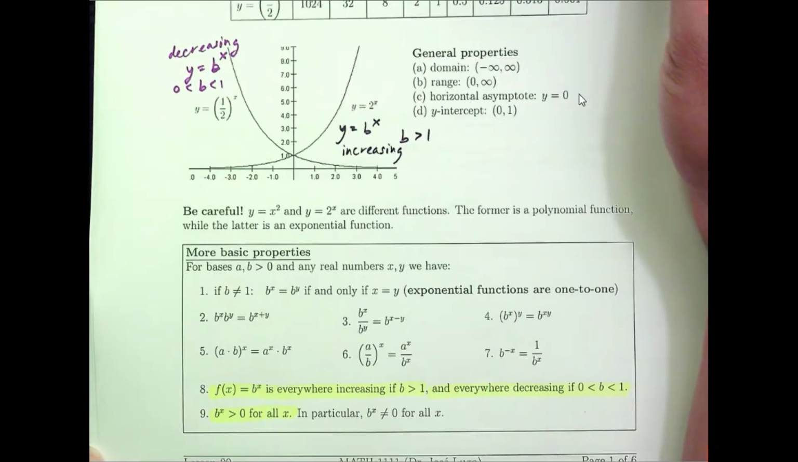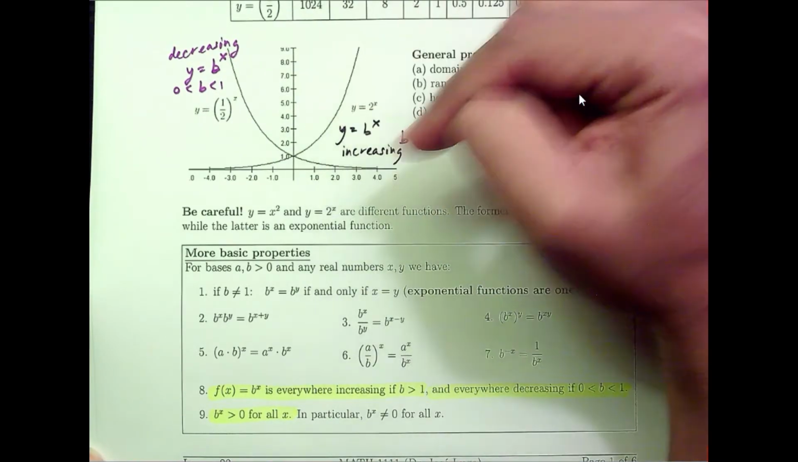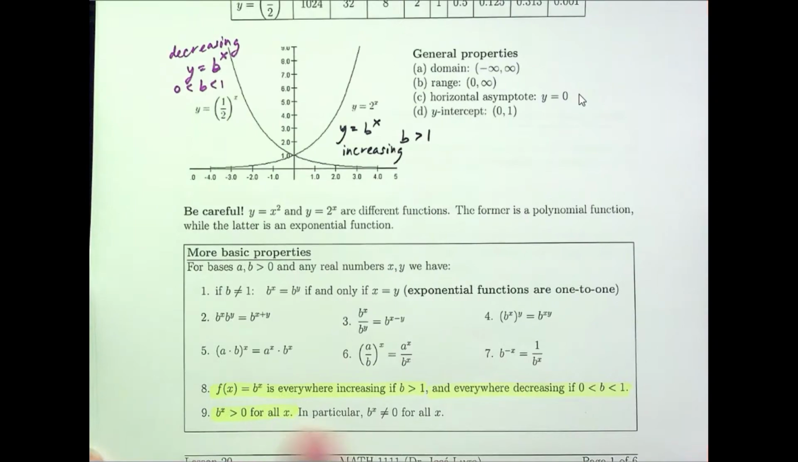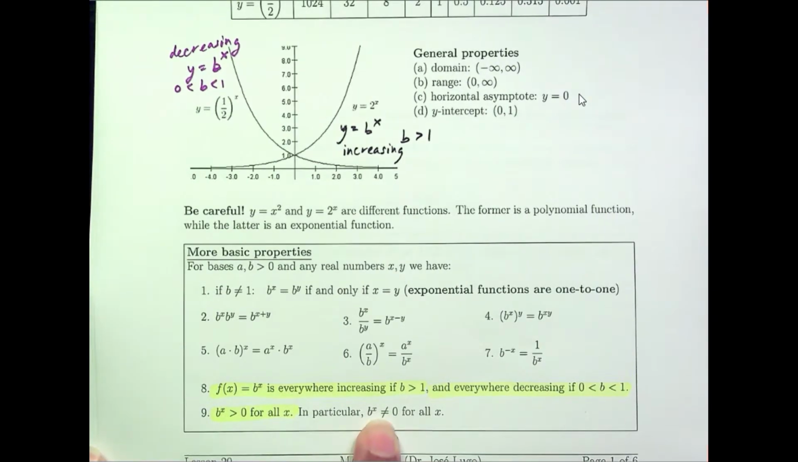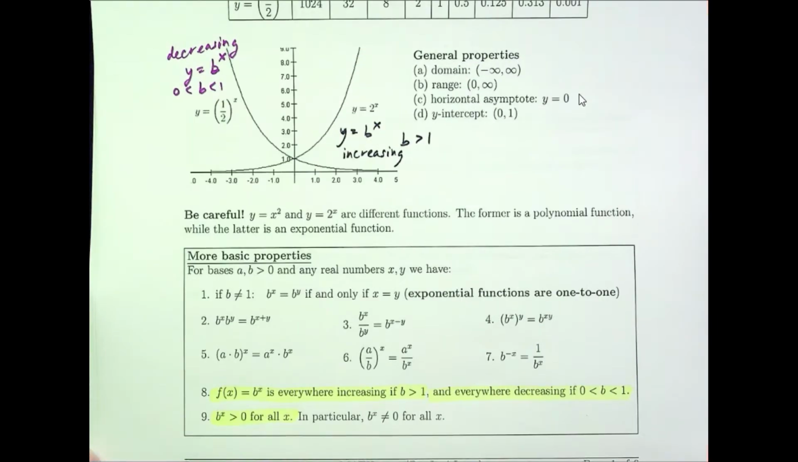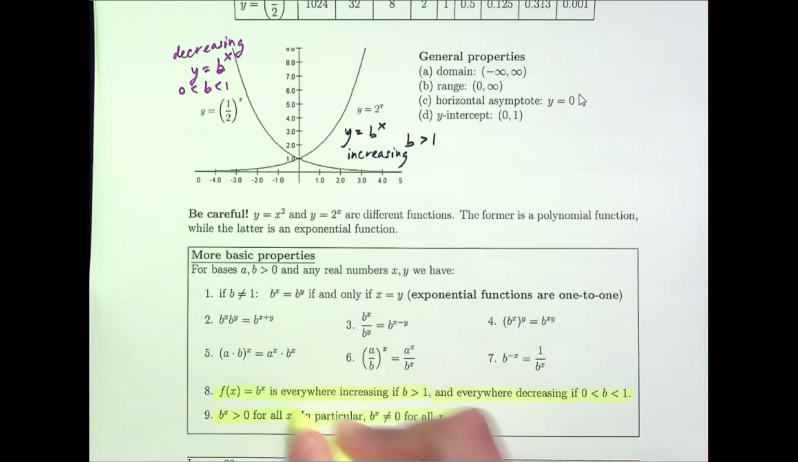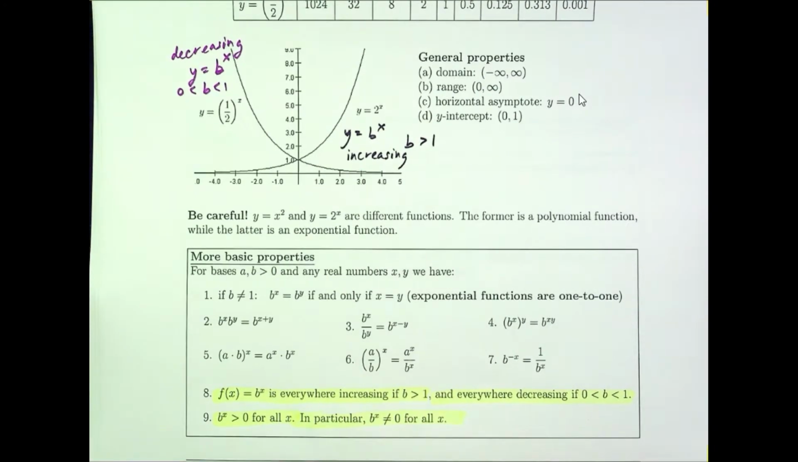You can never get a negative number when you plug into an exponential function. The graphs never dip below the x-axis. In particular, b to the x is never 0. Never ever 0. It's always bigger than 0. So that's another property, and that is helpful when solving equations.